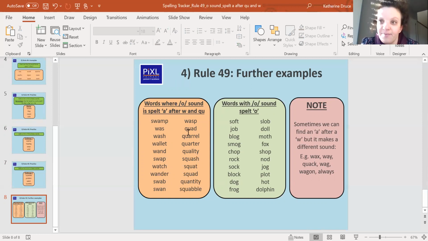Okay, so I'm going to set up an assignment on Teams, and it will be a Word document where you can write some sentences using some of these words today.